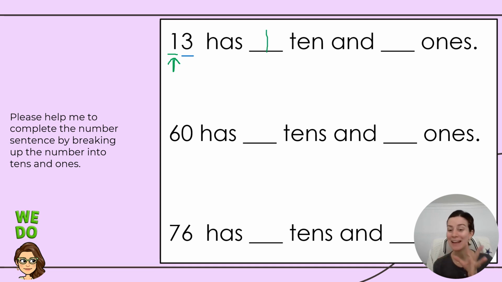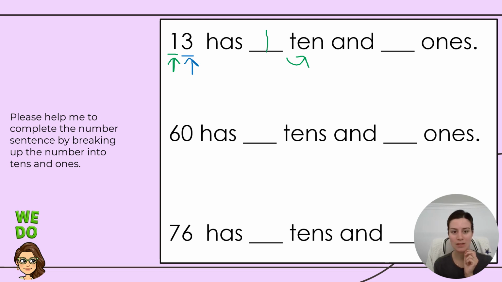Okay, I'm not writing out the full digit because I have the word tens behind it. 13 has 1 ten, right? If I didn't have that, I would write the number 10. But I don't want to write the number 10 because then it would say 13 has 10 tens, which is not true. We don't have 10 tens. That would be 100. We have 1 ten.